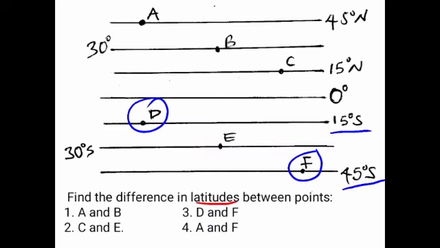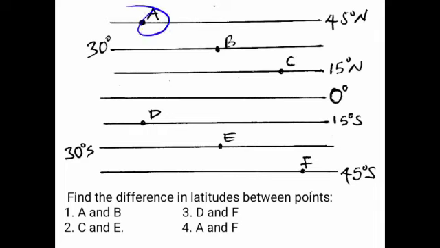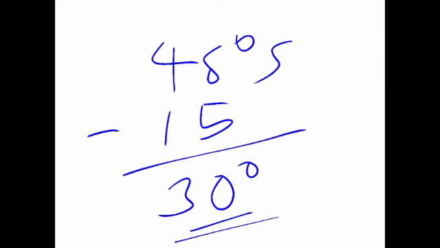The last question is asking us to find the difference in latitude between point A and F. Point A is right here at 45 degrees north, and point F is right here at 45 degrees south. So how do we calculate this? First thing is identify the directions they're heading in. So you can see A is heading north and F is heading south, meaning that we need to add the degrees.